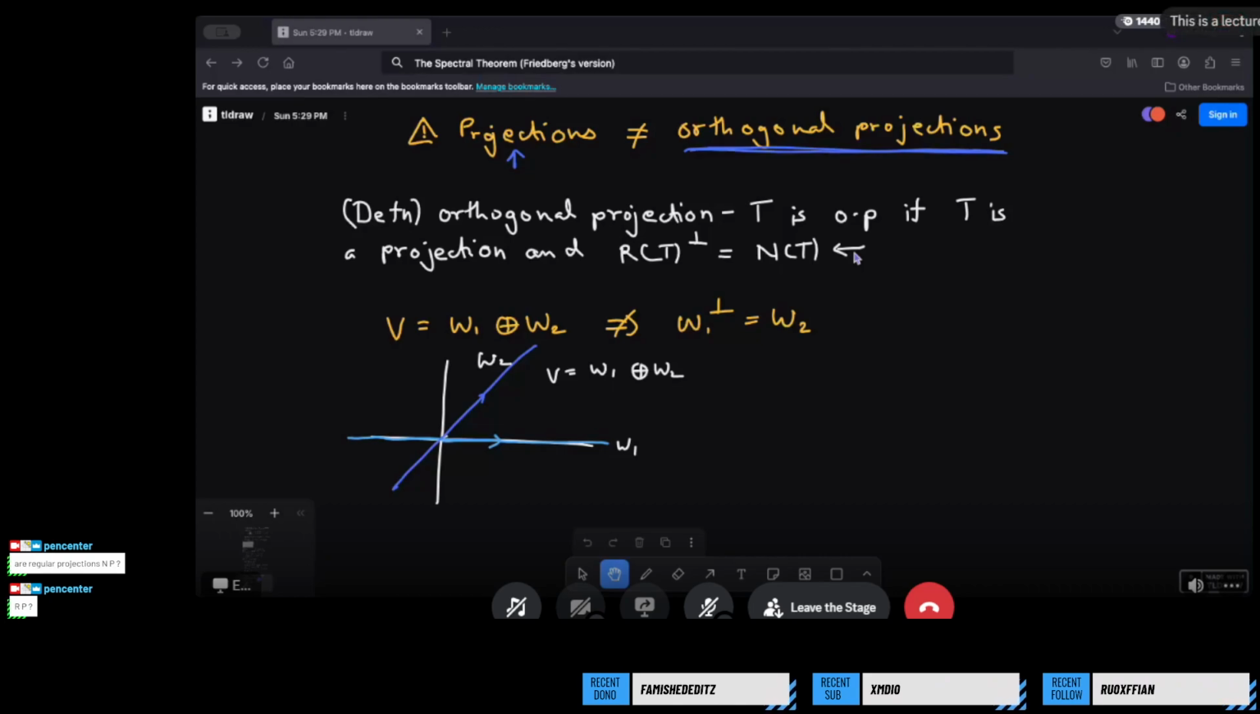And we will now prove a sufficient condition for something to be an orthogonal projection, and that is this one.